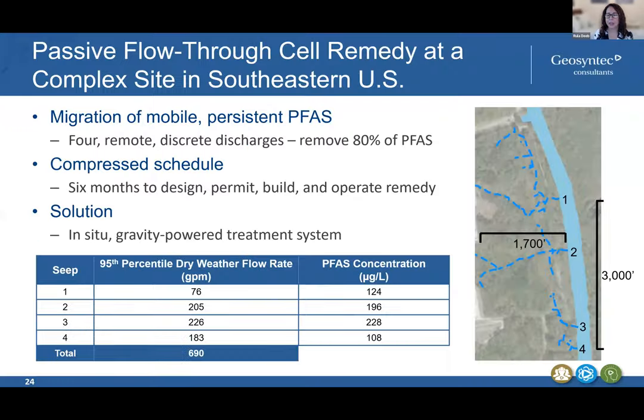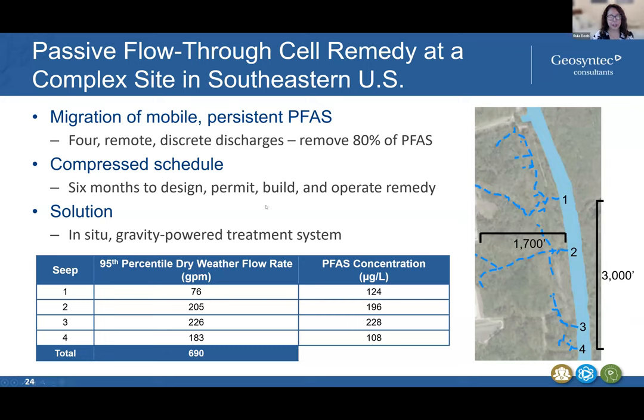This is work that we did in North Carolina for a manufacturing client who operated a plant, and PFAS was manufactured at that plant. And unfortunately, it made it into a receiving water body adjacent to the site. So the goal there was to try and mitigate impacts to both groundwater and to the surface water body that was capturing a lot of the groundwater.